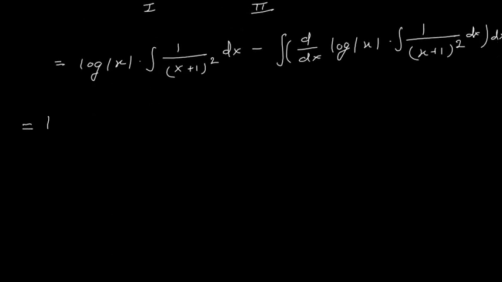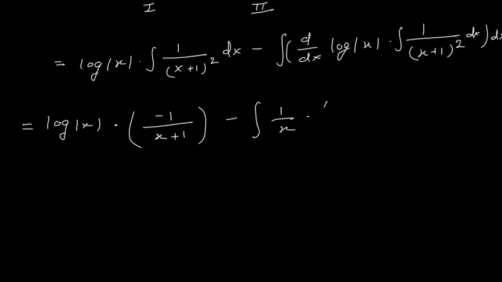So log x I will write as it is, then the integration of 1 upon (x plus 1) the whole square. This is (x plus 1) power minus 2. So when I integrate, it will become power minus 1 upon minus 1. So here I will get minus 1 upon (x plus 1). Now I have the minus sign. Here the derivative of log x is 1 upon x, into the integration, which is minus 1 upon (x plus 1), into dx.